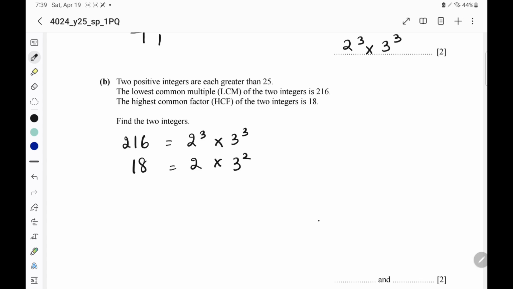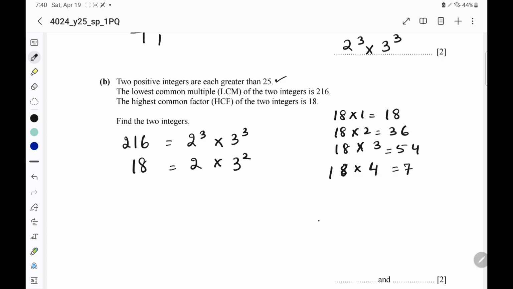So afterwards we'll have to find the two integers. If we know that the HCF is 18, then those two numbers must be in the times table of 18, because it's the highest common factor. So let's try the 18 times table. 18 times 1 is 18. We cannot take that, because those numbers must be greater than 25. 18 times 2 is 36. 18 times 3 is 54, and 18 times 4 is 72.